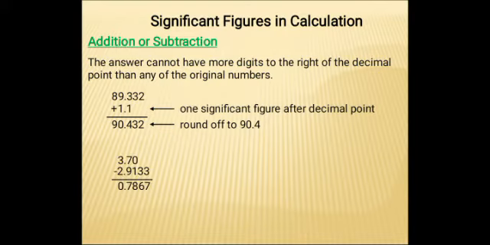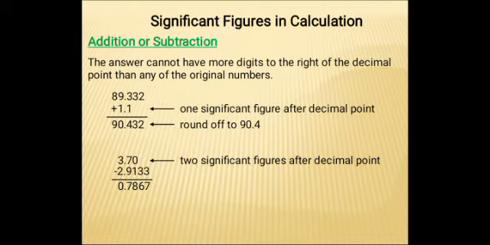Next is subtraction, also in the same way. So in the upper one there are 2 significant figures, but in the lower one there are 4 digits after the decimal. So we will prefer the smaller one. So this also we need to calculate in this way. Now you can see here 0.7867 is the answer, but rounded off it is written 0.79. Whereas in the addition 90.432 is there, but it is written 90.4.